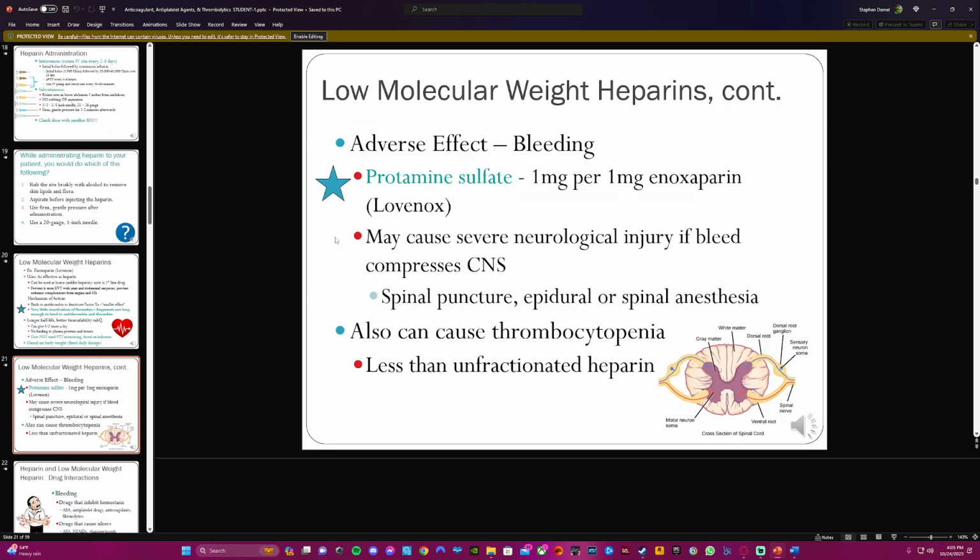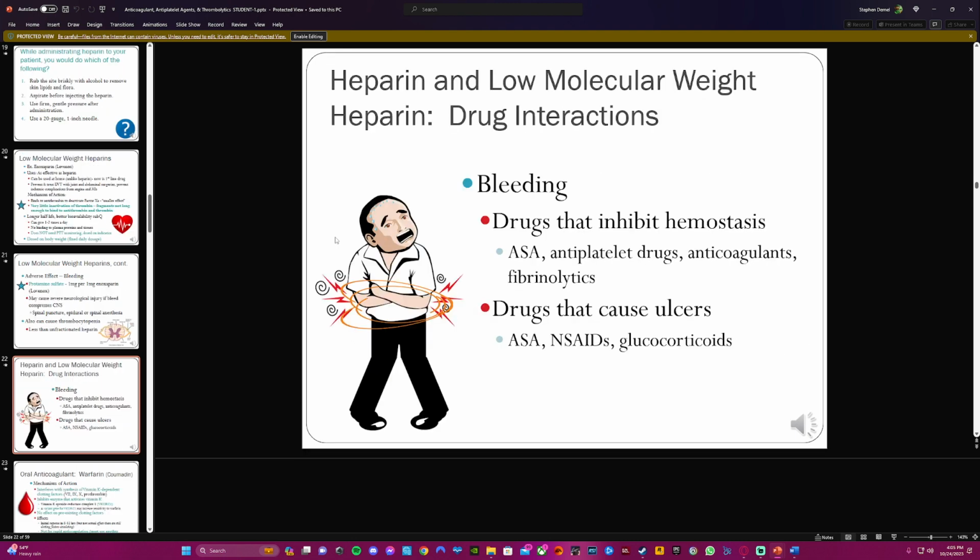Adverse effects for low molecular weight heparins are bleeding. You want to use protamine sulfate, 1 milligram per 1 milligram of enoxaparin or Lovenox. It may also cause severe neurological injury if bleeding compresses the central nervous system, such as a spinal puncture, epidural, or spinal anesthesia. And it can also cause thrombocytopenia, but it is less than unfractionated heparin.